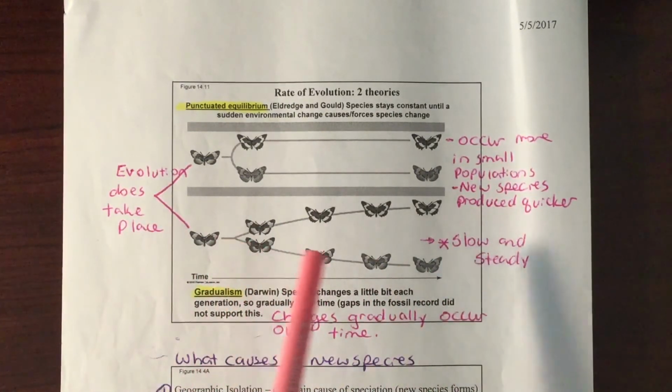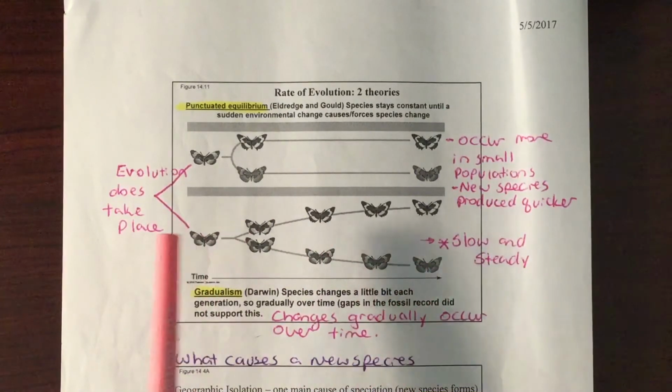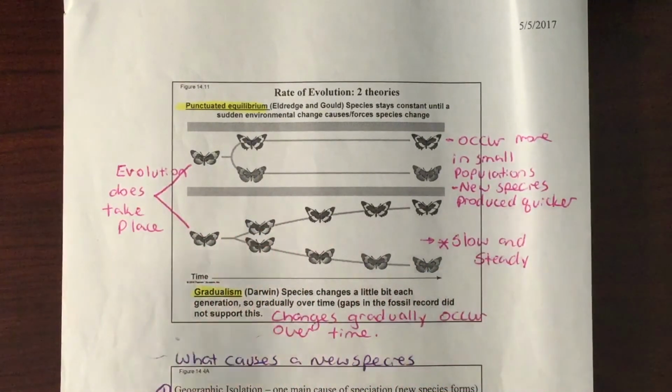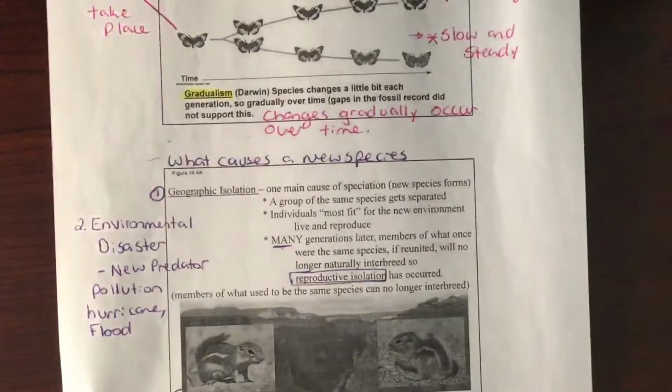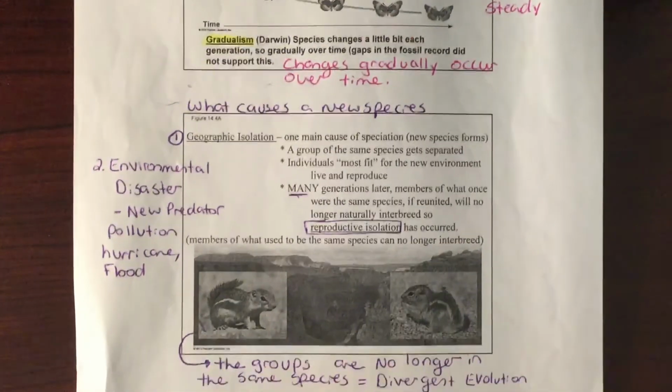You may not see these changes from one generation to the next, but if we look back over millions of years, you're going to see that evolution does occur, and that this gradualism basically talks about changes that gradually occur over time. So we just talked about punctuated equilibrium. We said, okay, well, something's going to happen. Or gradualism, we're going to start to see new species.